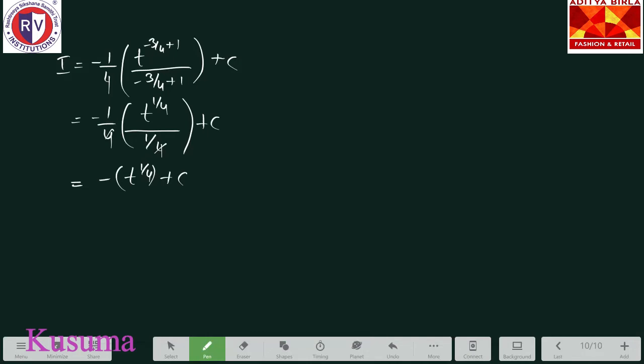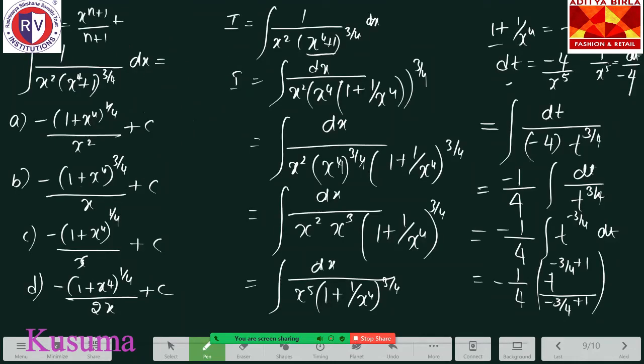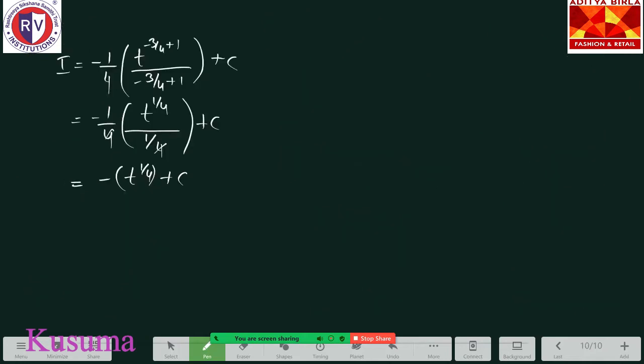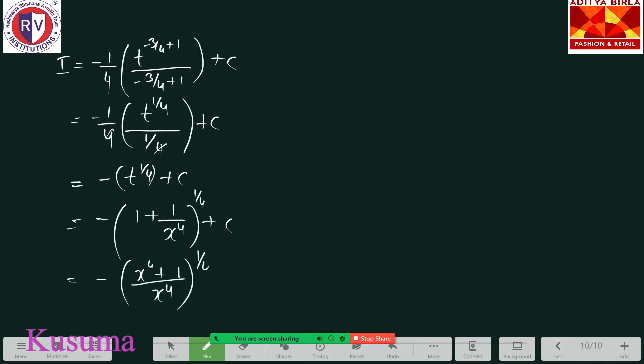So what is t? What did we take t as? Let us substitute that one. t was 1 plus 1 by x to the power of 4. So this is minus of 1 plus 1 by x to the power of 4 plus c, or this is minus of x to the power of 4 plus 1 divided by x to the power of 4 whole raised to 1 by 4 plus c.